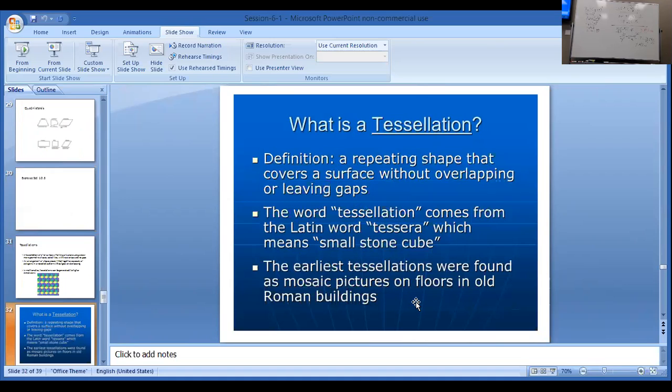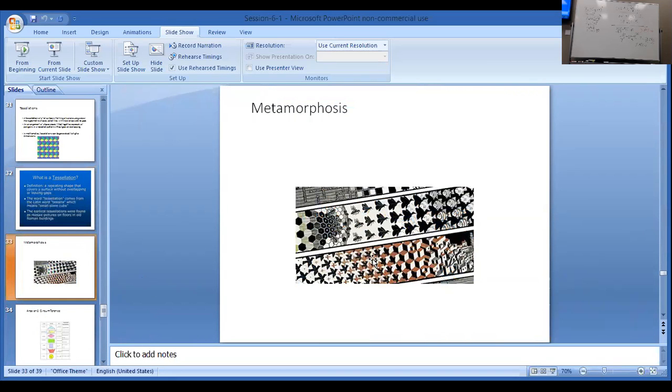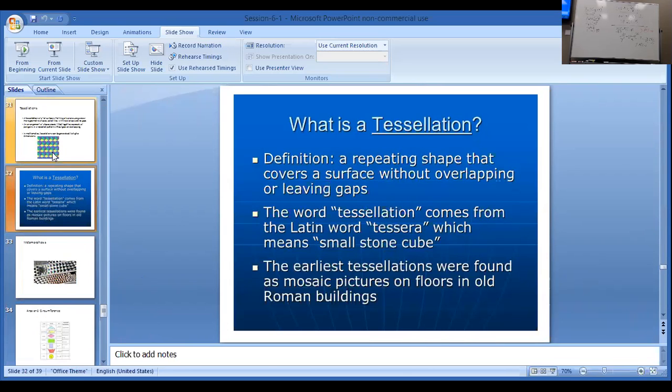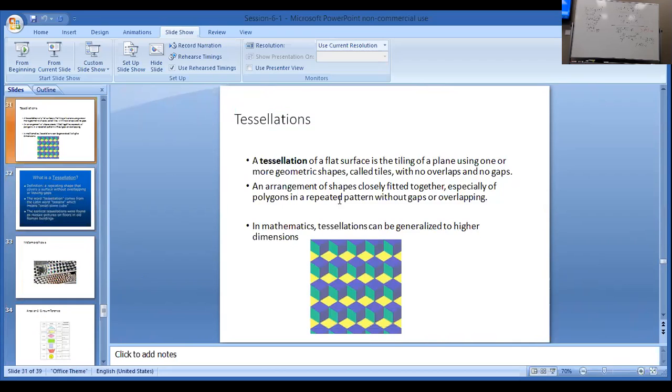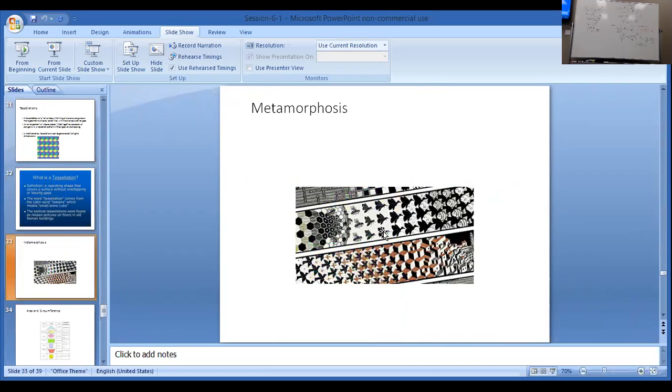The earliest tessellations were found in mosaic pictures on the floor of old Roman buildings. Like this one. See, they're all different. And in math, tessellation can even be generalized to higher dimensions. It doesn't have to be only 2 dimensions. They can go to 3 dimensions, as you can see here. Like the honeycomb? Yep, exactly. Metamorphosis. You see, it starts from here and changes to something else.